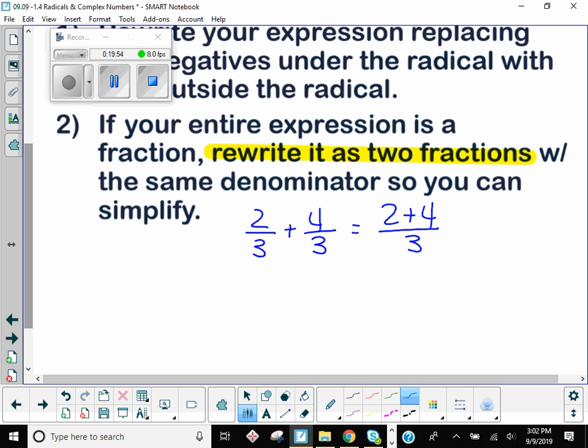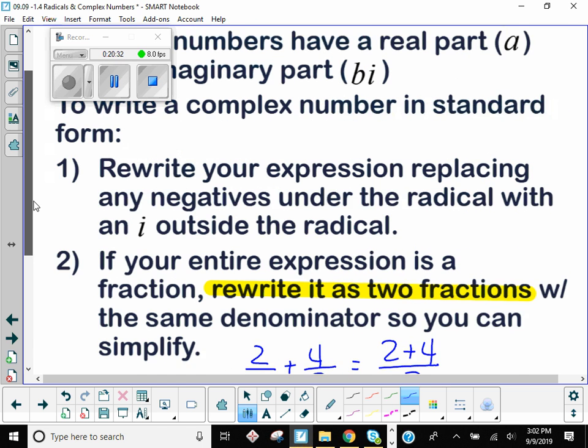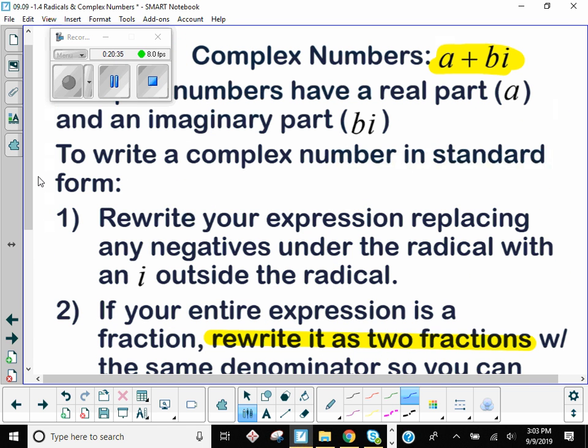Those are equivalent things. You can also do this backwards. If you started with the 2 plus 4 over 3, you could break it up into two separate fractions that have the same denominator. That 2 gets the 3, that 4 gets the 3. Okay. And this is what we're going to do with stuff that looks like this I will statement. Okay? It's just that instead of 4, we have a radical. But we can still break it up in this exact same manner. And that will help us write it in this standard form, which is our goal.